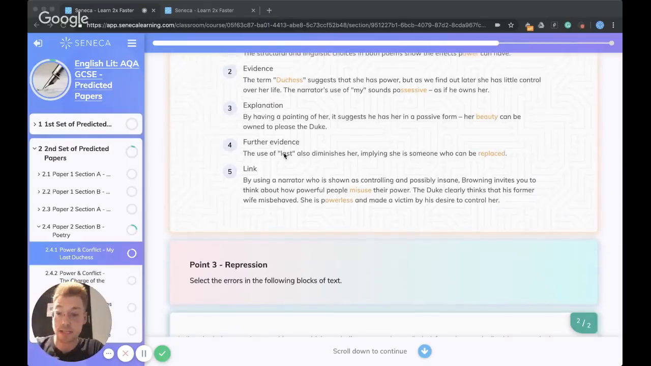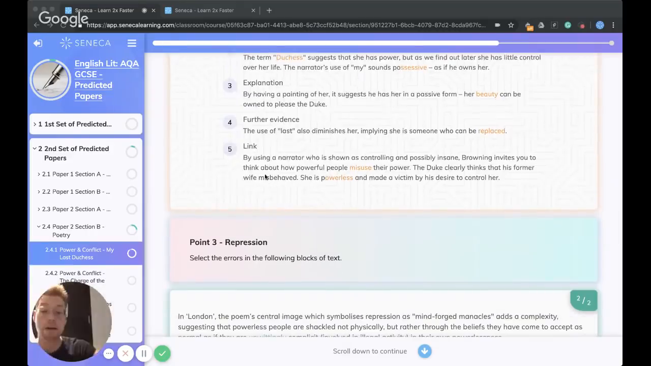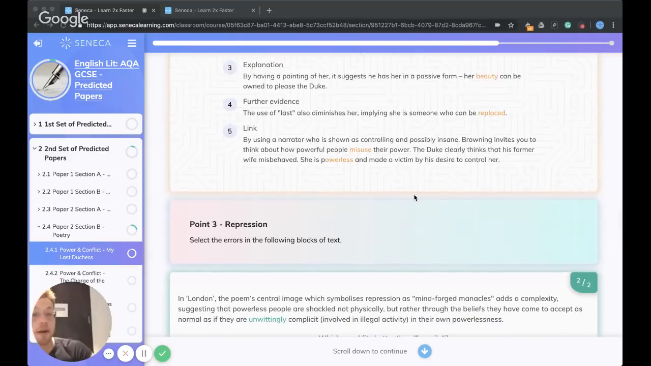The further evidence, again, is going to help you hit more of those assessment objectives. And then link, very important. By using a narrator who's shown as controlling and possibly insane, Browning invites you to think about how powerful people misuse their power. The Duke clearly thinks that his former wife has misbehaved. She is powerless and made a victim by his desire to control her.